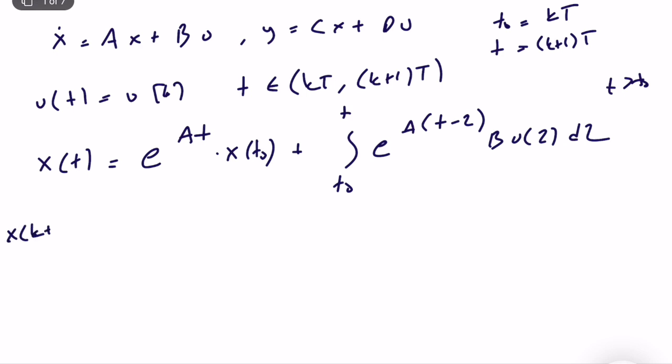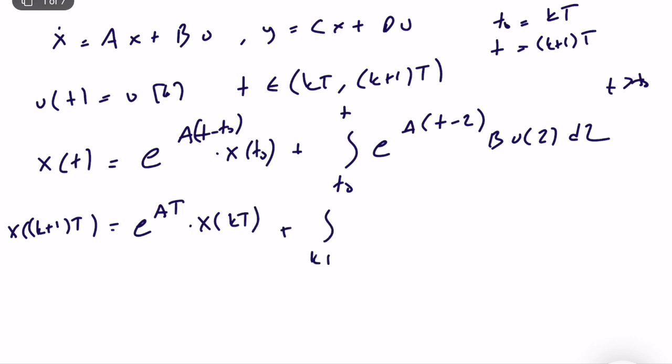So x(kT) is equal to, no, let's say x((k+1)T), because I'm just mapping it. x((k+1)T) is equal to e to the power A(t minus t0), sorry for that, which is e to the power AT times x(kT). Plus the integral from kT to (k+1)T of e to the power A((k+1)T minus tau) B u(tau) d tau.